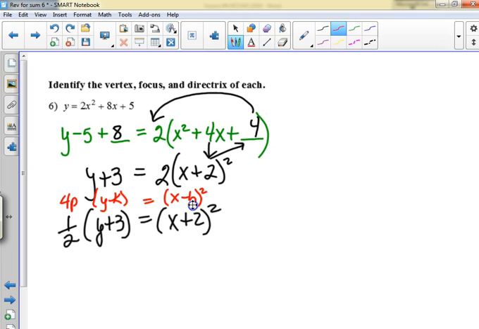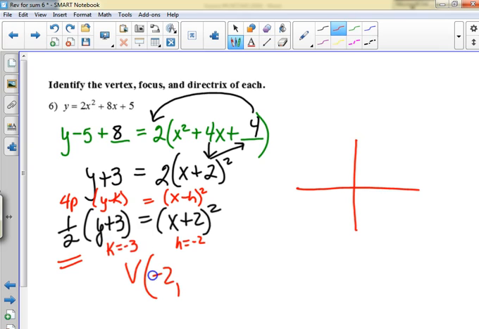which is backwards from the order it's on your sheet. Sorry. Everybody good? This one opens, anybody? Up, down. Okay. And this is positive, so it opens up. Where's the vertex? H is -2, k is -3, so -2, -3. Please tell me if I do something wrong here.